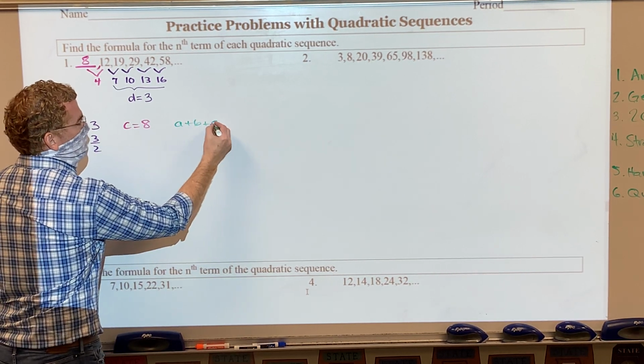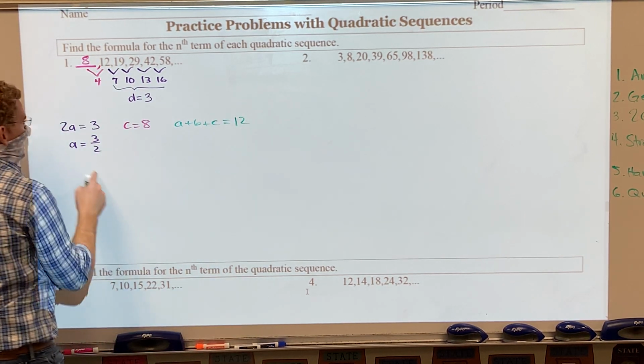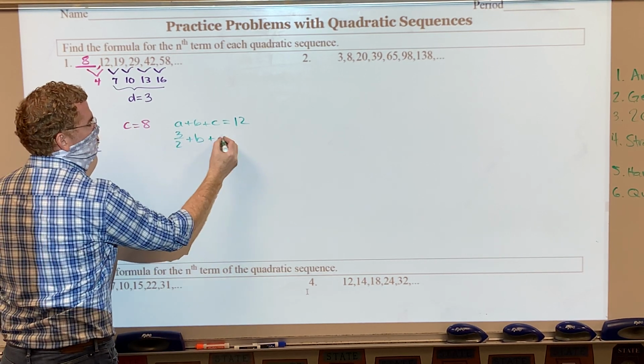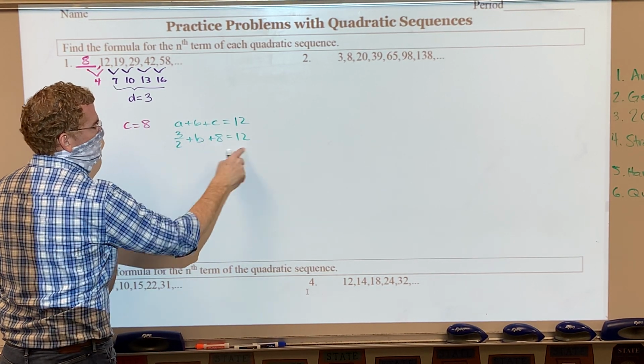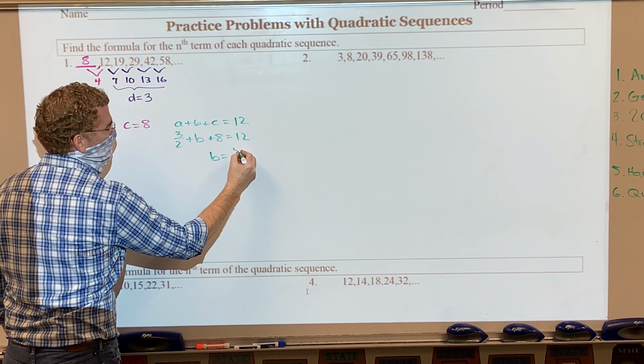A plus B plus C equals what? 12, the first term. I plug in the A. I don't know the B. I plug in the C. I subtract that and get 4. Subtract 1.5 and get 5 halves.